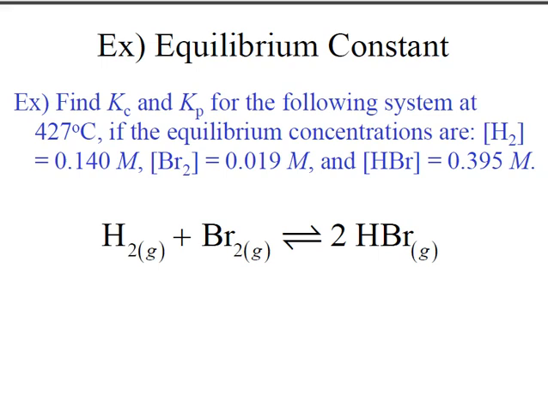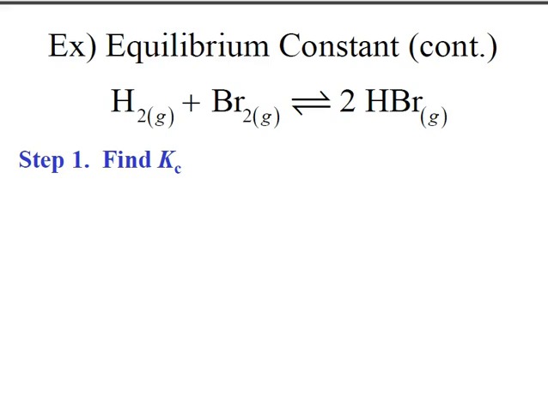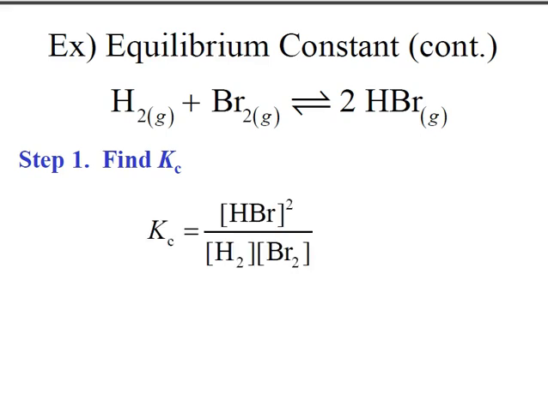Alright, so whenever we have an equilibrium problem, the first thing we want to do is write the equilibrium expression. So no numbers to start out. Just going to write the expression. So products over reactants raised to their coefficient. Now here we decided to start with Kc. And the reason is because the numbers they gave me were concentration values. So I need to find Kc first because that's the type of data that I have.